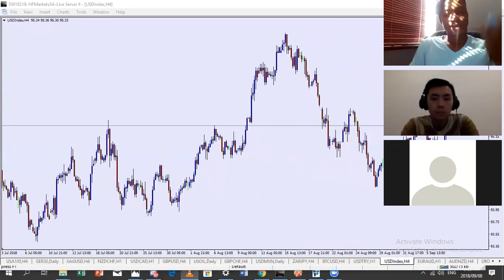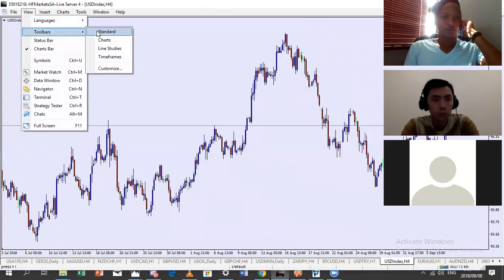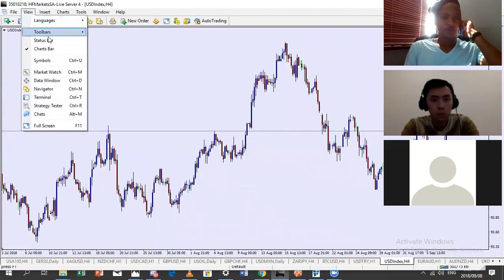Okay, this is our inverse head and shoulders. It was very clear. A lot of traders just saw them. A lot of traders just identified this head and shoulders.